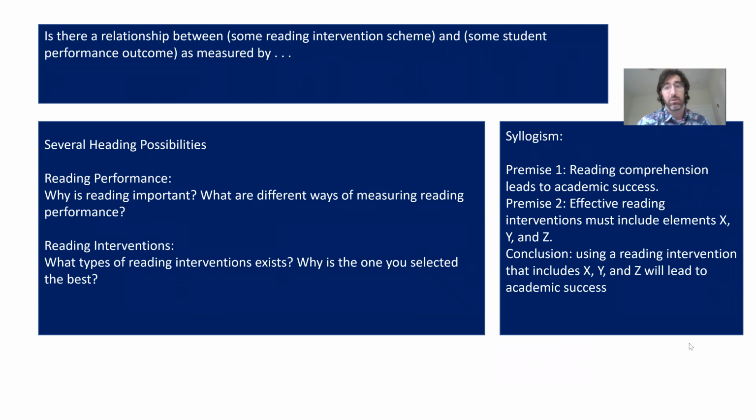So in reading intervention and student performance, just look on the right of the syllogism. Reading comprehension leads to academic success. So you're going to need to make the case for that with 2 or 3 articles. Effective reading interventions must include elements X, Y, and Z. Again, you're finding some research that is related to each of those elements. You don't have to find research that's related to all 3 of those elements together. But if you find an article on X, an article on Y, and one on Z, then you've made premise 2. Effective reading interventions must include X, Y, and Z. So the conclusion is that using a reading intervention that includes X, Y, and Z will lead to academic success. Again, reading interventions will improve reading comprehension. Reading interventions must include X, Y, and Z. So reading interventions with X, Y, and Z will improve academic success.